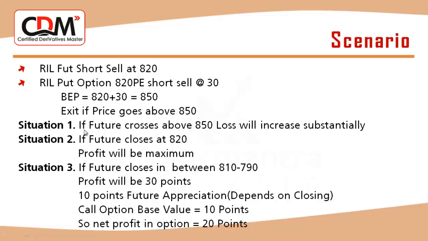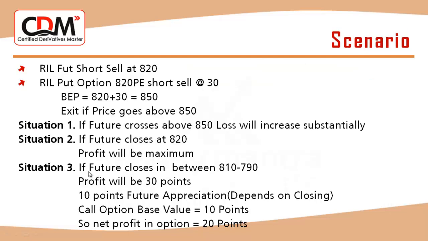Now three situations are explained here. First, if the future crosses above 850, our loss will increase substantially. We should not hold our position at any cost. Second one, if the future closes at 820, the profit will be the maximum. Again, it expires at the ATM value, and since we have short sold the 820 put option, the entire time value would become 0, and since it expires at 820, there would be no gain in the future. The only gain we are getting is from time value expiry.